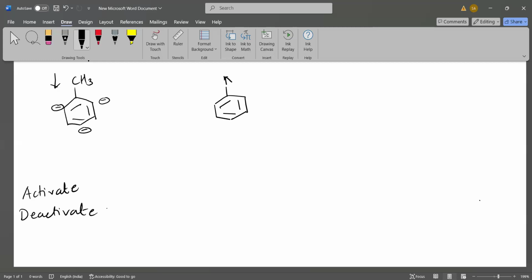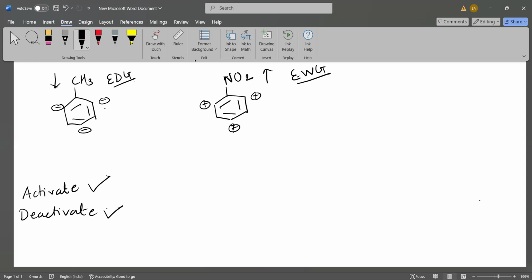I'll write ortho, meta, para become electron deficient when, ma'am? Where? Ortho and para, right? Yes, whenever your group is an electron withdrawing group. This is an electron donating group, and this will be an electron withdrawing group. So the group on your benzene ring either activates or deactivates it. If it is an electron donating group, it will activate your ortho and para positions, and if it is an electron withdrawing group, it will deactivate them.